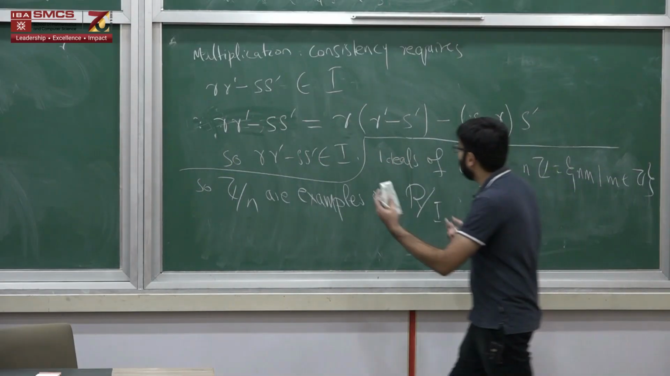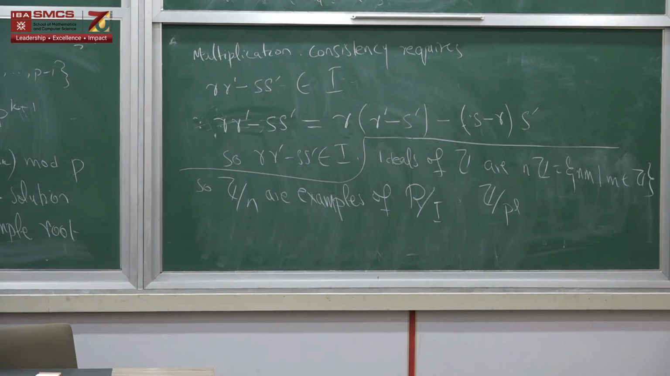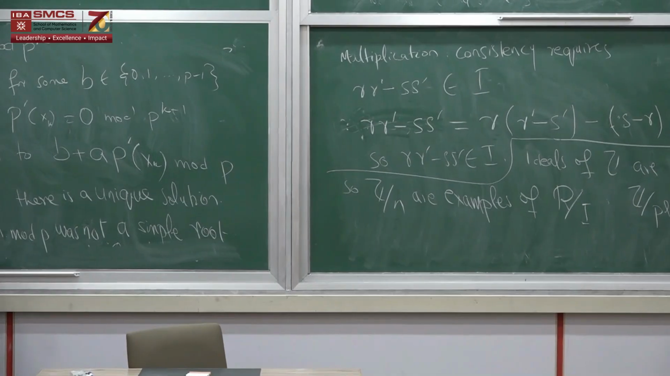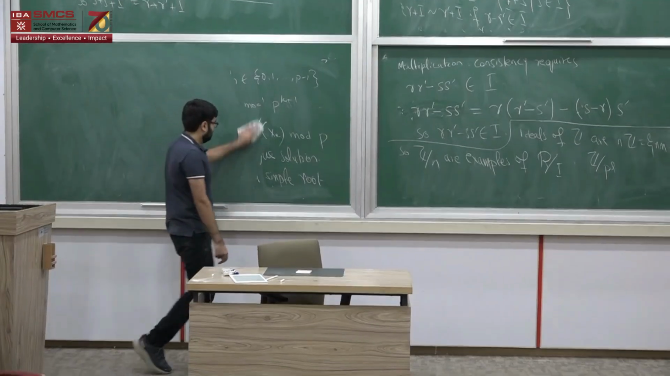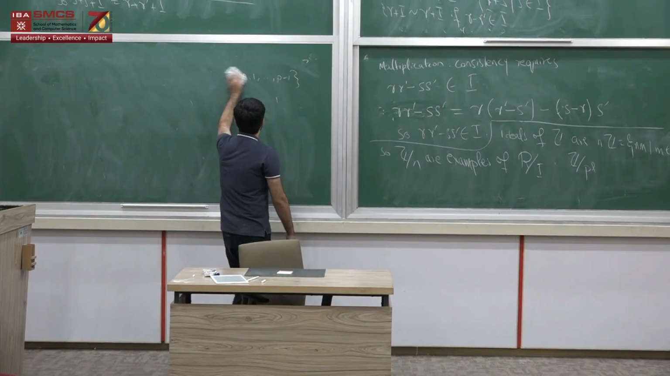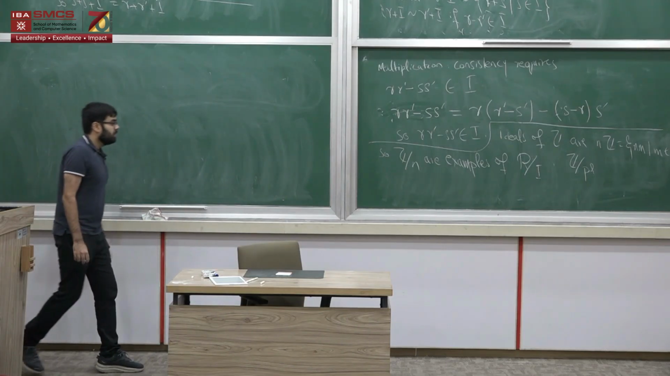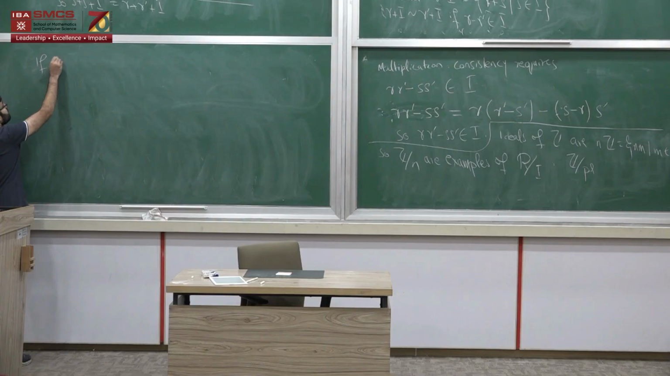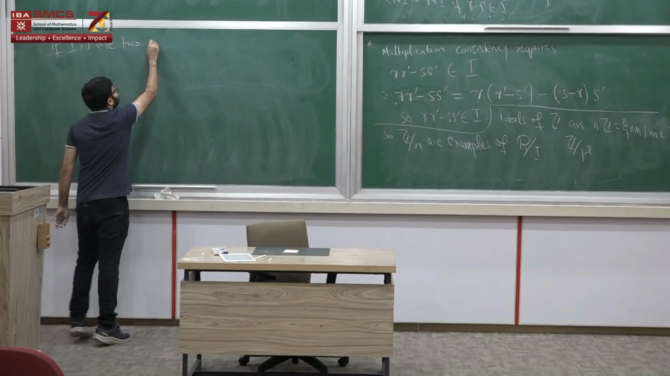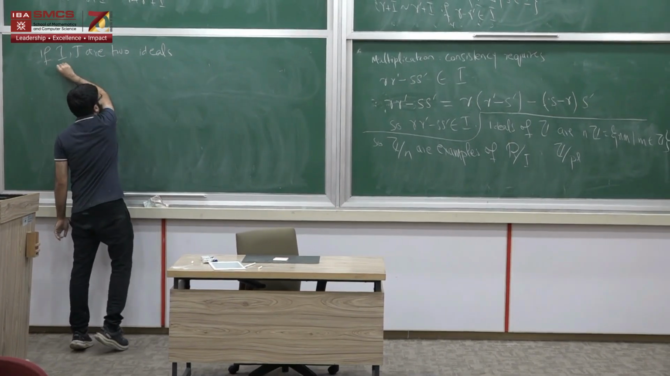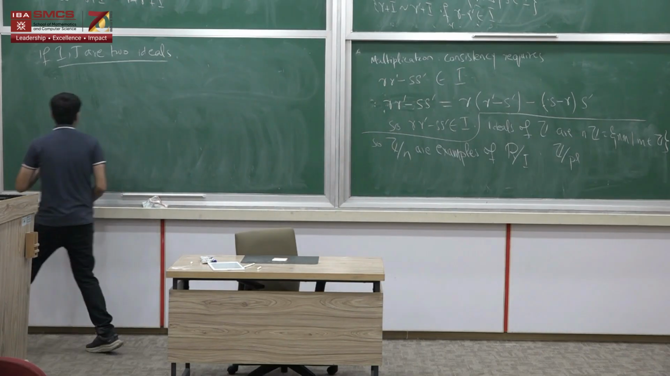But we can do this, and so we can define, so if I and J are two ideals, then I can define two more ideals.